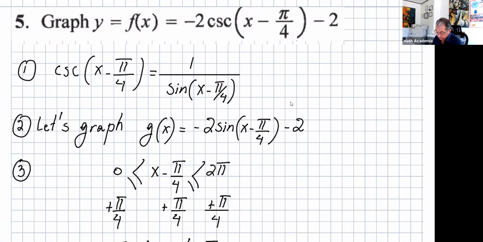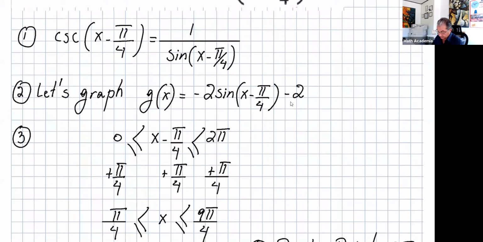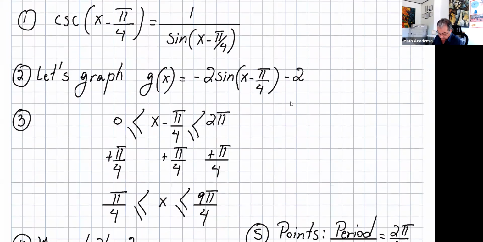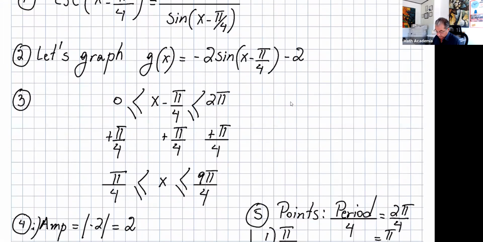Number 5, there we go. We have a cosecant here: negative 2 cosecant of x minus pi over 4, minus 2. And I wrote it here. Cosecant of x minus pi over 4 is the same thing as 1 over sine of x minus pi over 4. So let's graph this first: negative 2 sine of x minus pi over 4, minus 2.